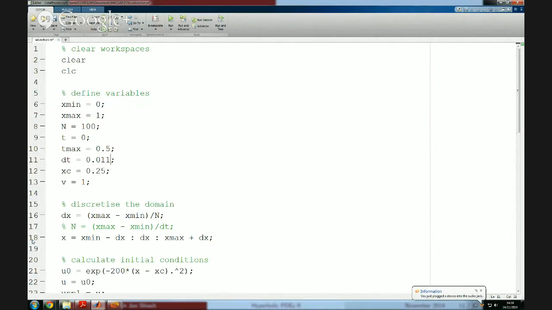So if you, dx is calculated. Dx depends on how many nodes we have. Okay. Yes, that's a good point. I'm going to do that in a minute, actually.